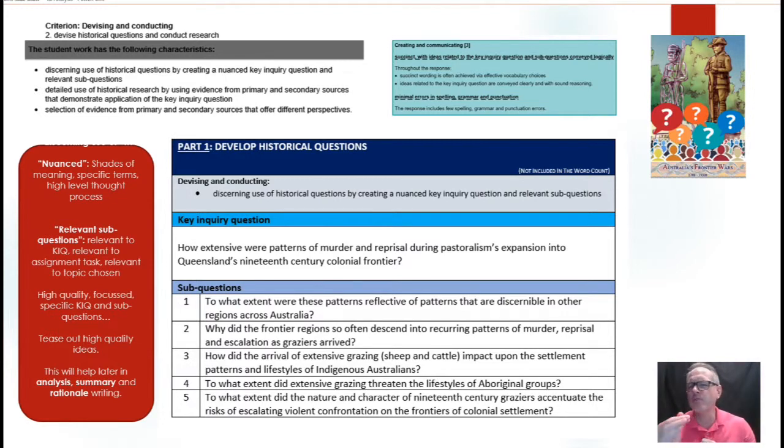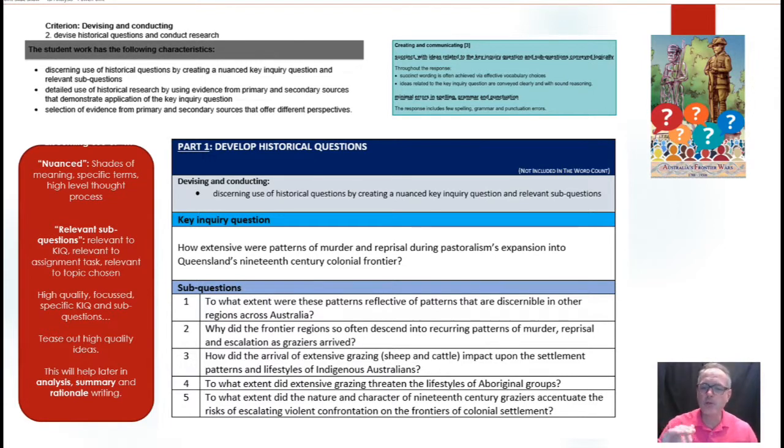A little bit how in a spoken way, someone can say the same words in different ways and it has an entirely different meaning, perhaps through sarcasm or humour. Specific terms can give us shades of meaning. When we have nuance, we tend to have a high-level thought process in play. And we'll look at that shortly.